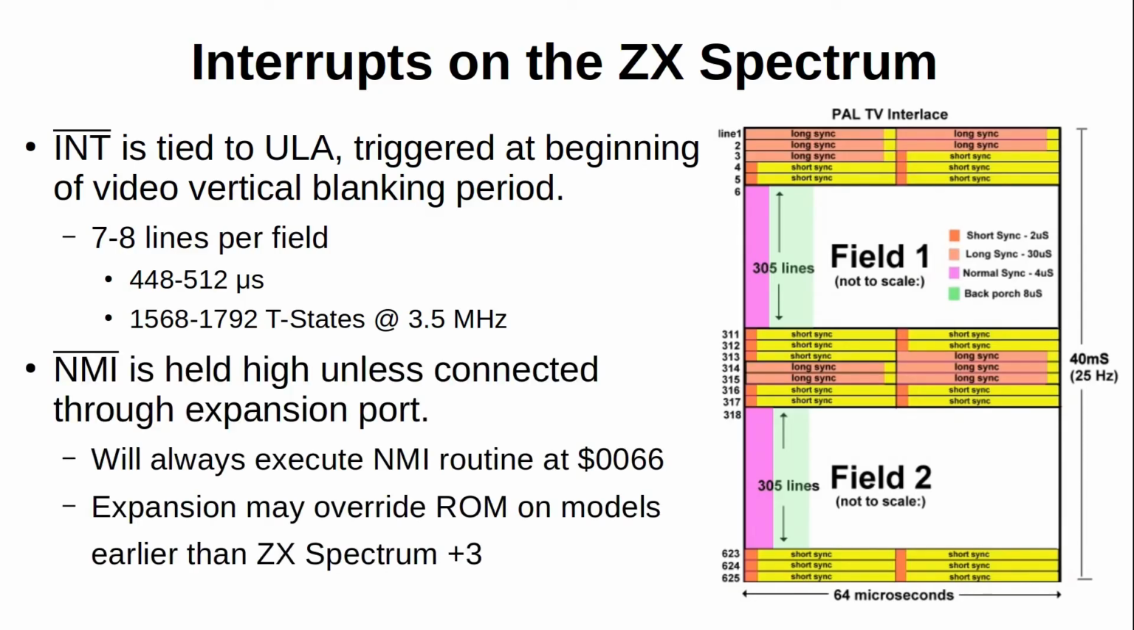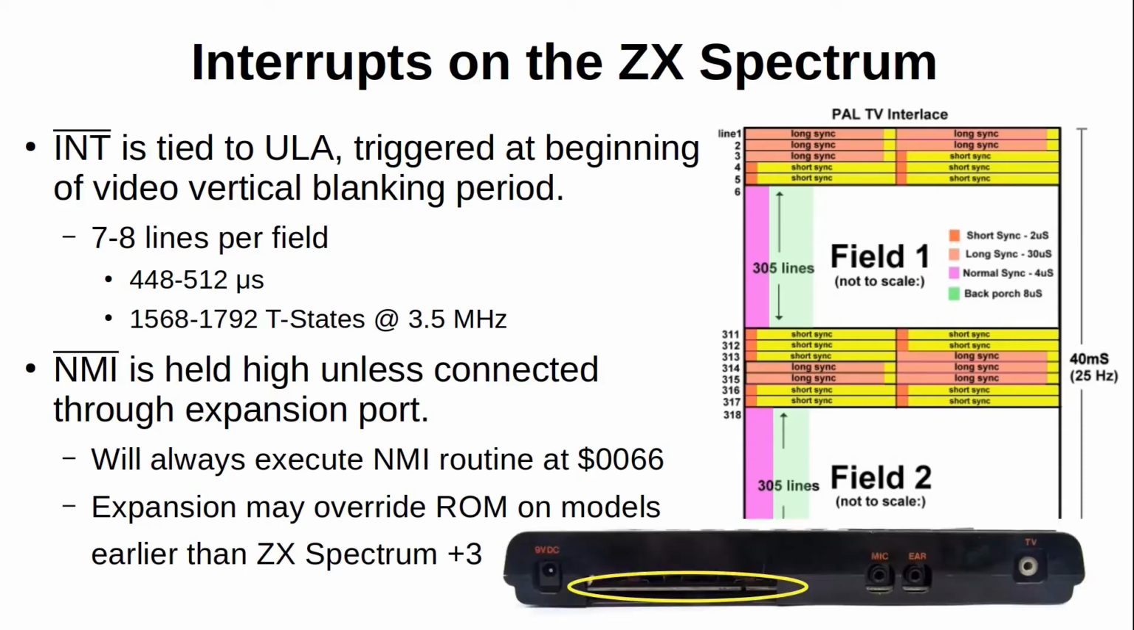As for the NMI, the original Spectrum simply ties the pin high through a resistor, which means that NMIs won't happen unless you have a peripheral connected to the expansion port. Both the INT and NMI pins are routed there, so that device could cause its own interrupts, and if it triggers an NMI, the handler in the ROM at hex address 66 will run. Older Spectrum models will let an expansion device modify the memory map, so it could swap in its own memory and run its own NMI routine.